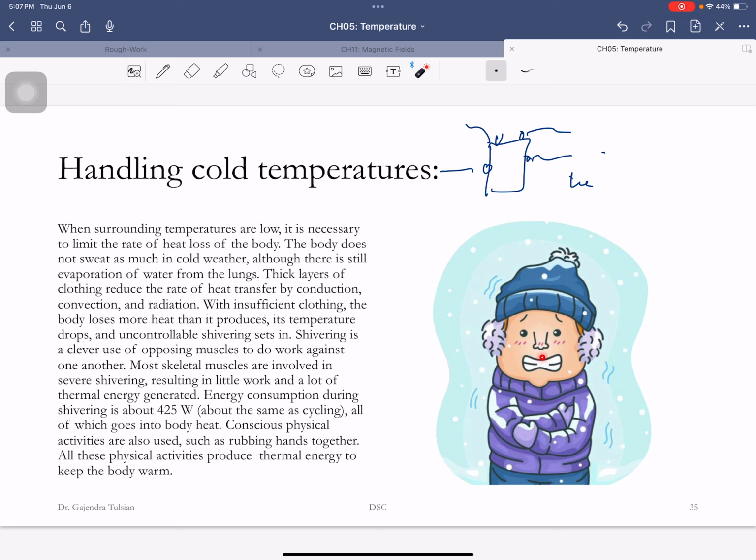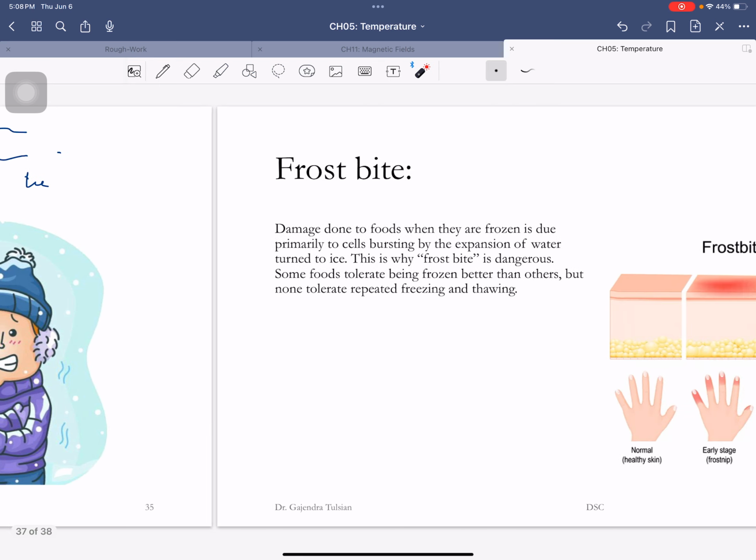And so you're generating heat to keep yourself warm. You can also rub your hands. Conscious physical activities are also used, such as rubbing hands together. All these physical activities produce thermal energy to keep the body warm. So again, when you're cold, you don't sweat as much, so you don't lose heat. And then if you're too cold, you shiver and generate heat to warm yourself.